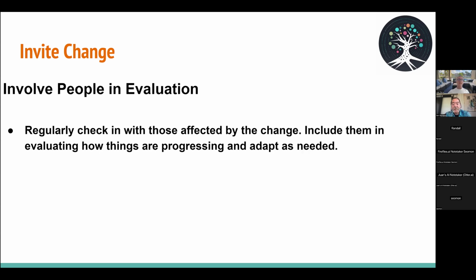Rather than treating the change as a top-down initiative, the invite change pattern emphasizes the importance of involving those affected by the change in its evaluation. This means including stakeholders in regular reviews, soliciting their input on the progress, and being willing to adapt based on the feedback. That's a very important part, and that's something that we see with the Catalyst.